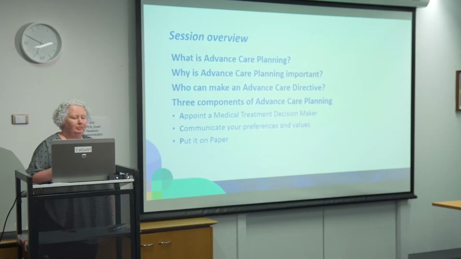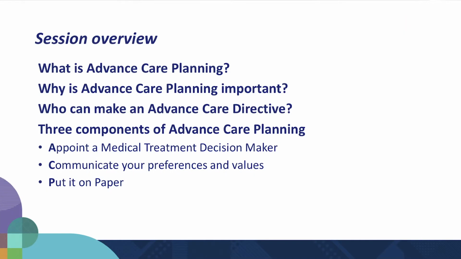So tonight the topics around advanced care planning that I'm going to go over are: what is advanced care planning? Why is it important? Who can make an advanced care directive? And the three components of advanced care planning. We use the ACP of advanced care planning as a mnemonic. A stands for appoint a medical treatment decision maker, C stands for communicate your preferences and values, and P stands for put it on paper.